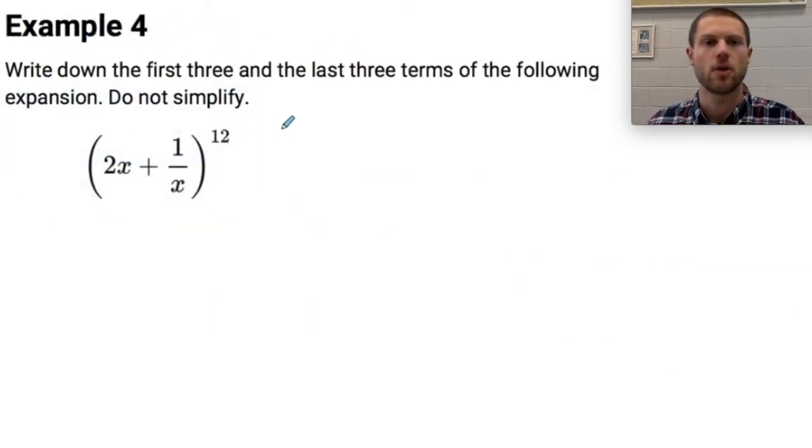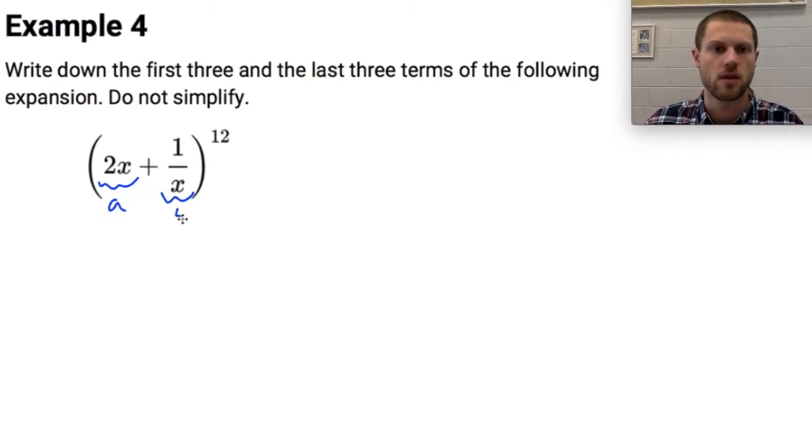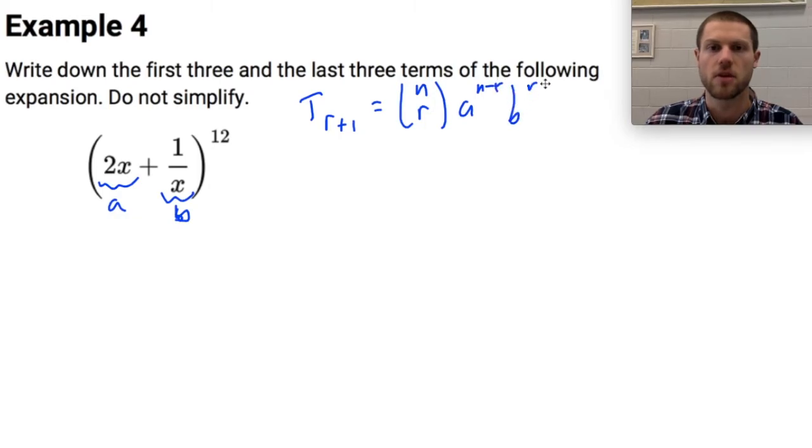In this example, we want to write down the first 3 and last 3 terms of the following expansion. Here is my expansion. Here's a, here is b, and it's to the 12th power. This is where we don't want to use Pascal's triangle. We want to use that general equation. The r plus 1th term is going to be given as n choose r times a to the n minus r times b to the r power.